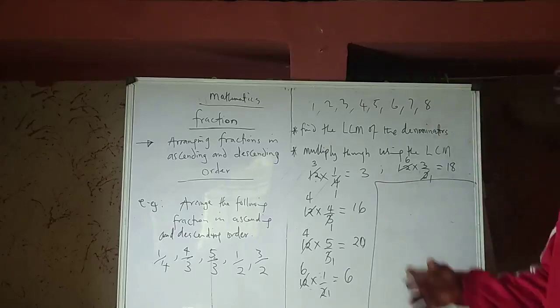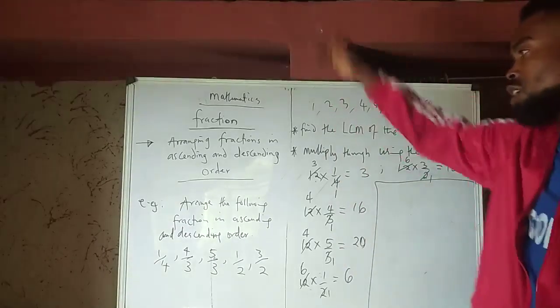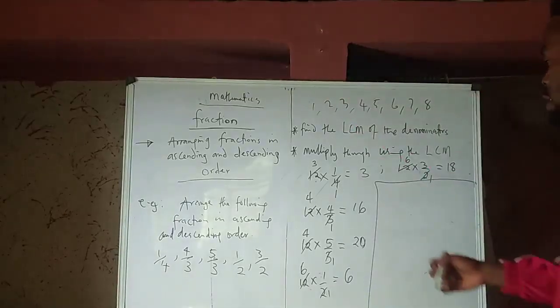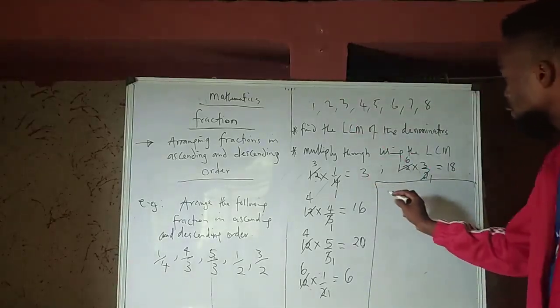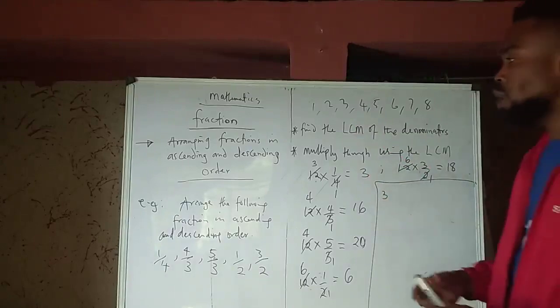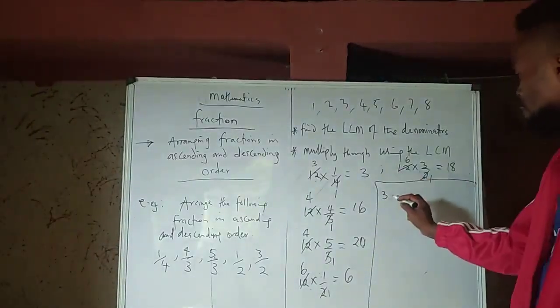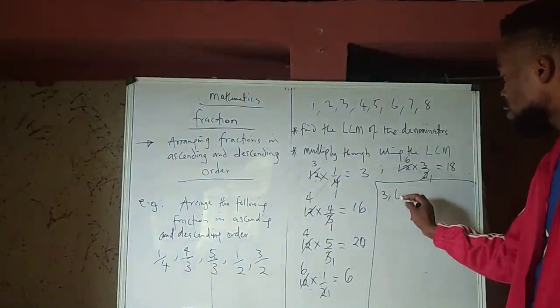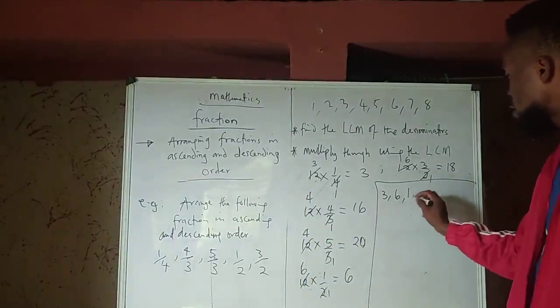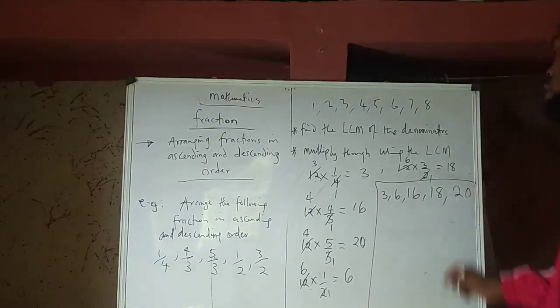Okay, so in all now, in the ascending order, increasing order, ascending order also means increasing order, 3 is the smallest. When we say ascending, you start from the smallest to the biggest. So I have 3. The next number is 6. The next number is 16. The next number is 18. And the other one is 20.